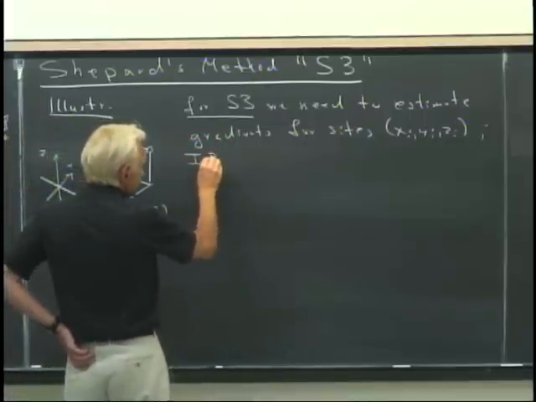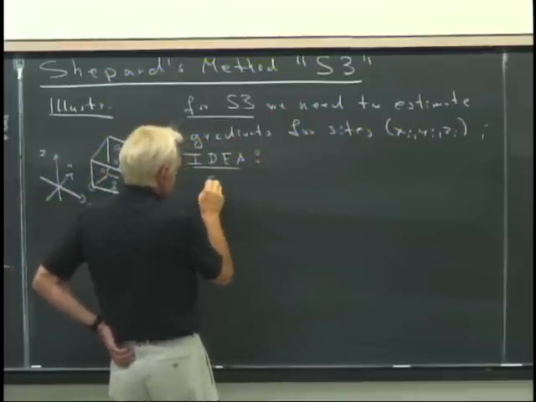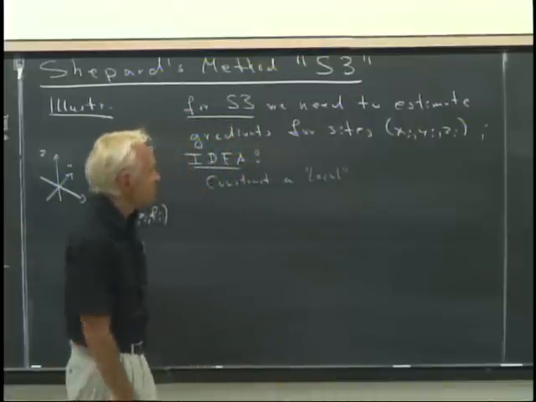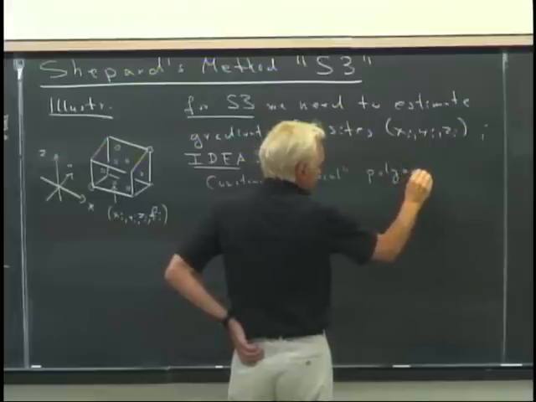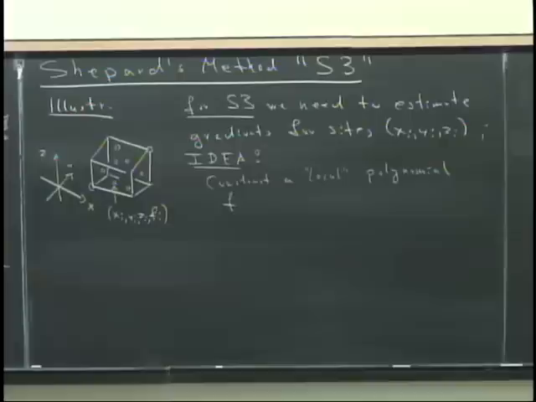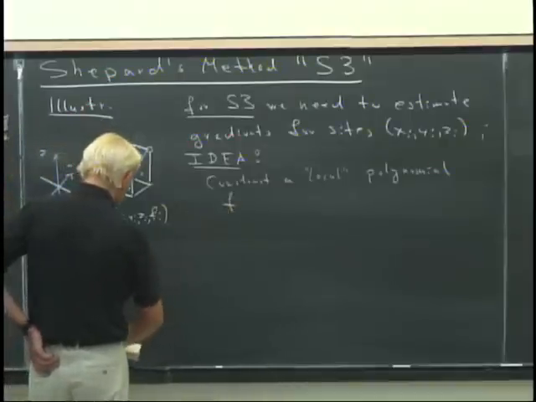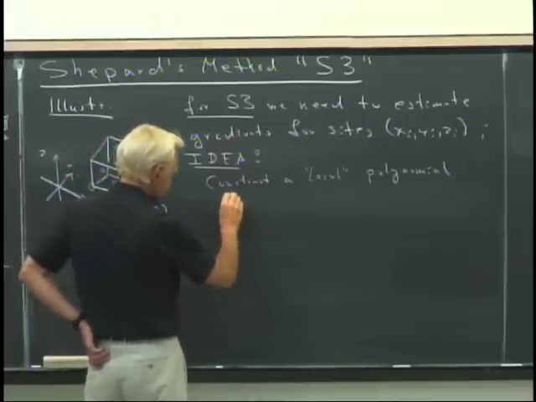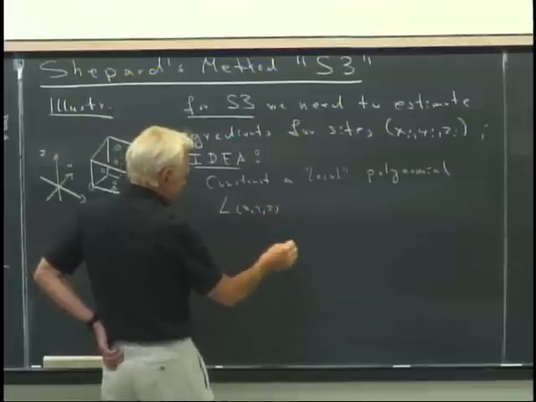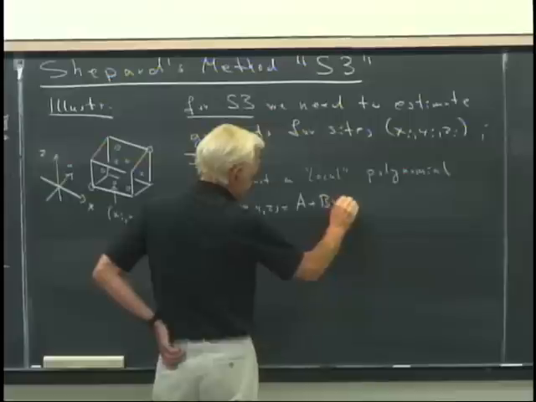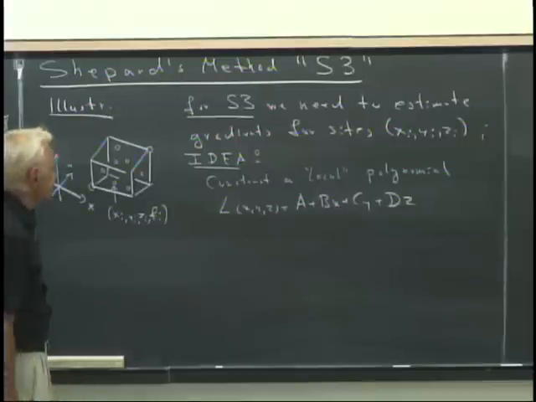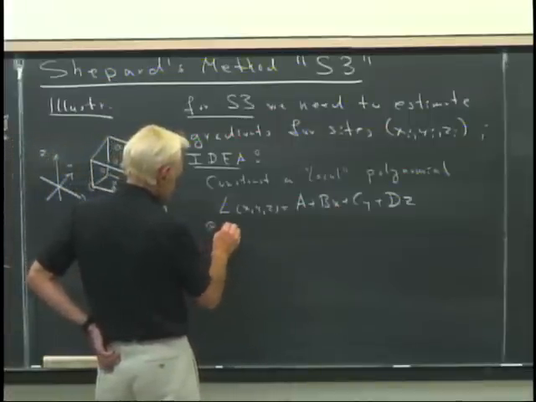The idea is we construct a polynomial. Should I call it f? Should I call it L? I should call it L. A local polynomial L of x, y, z, which takes on the form a plus b times x plus c times y plus d times z. For each site, right? Construct a local polynomial at each site.